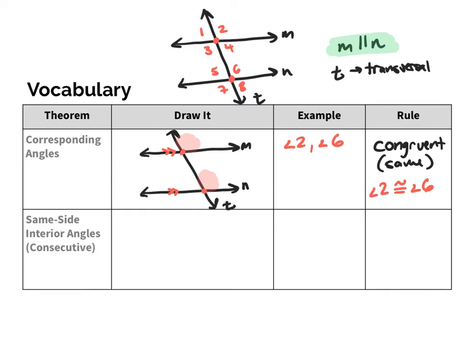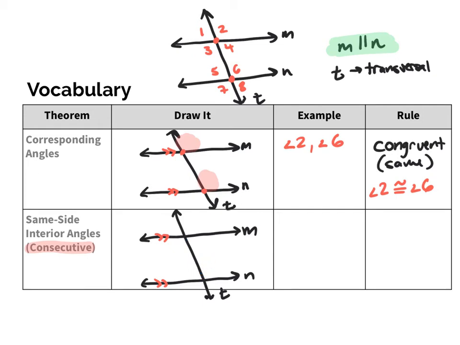Okay, looking at our next one, same side interior angles. Again, the same diagram, used consistently over and over. I have line M, I have line N. What we're going to look at is what happens if those two lines are parallel to each other. And then I have my transversal T, which obviously cuts across those. Same side interior angles are also known as consecutive. The formal name is consecutive, but I like to call them same side interior angles. Those are angles that are on the same side of my transversal, but also between my two parallel lines in this case.